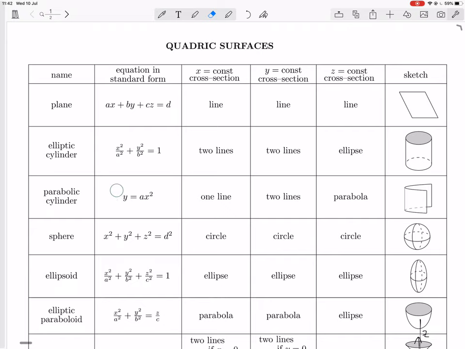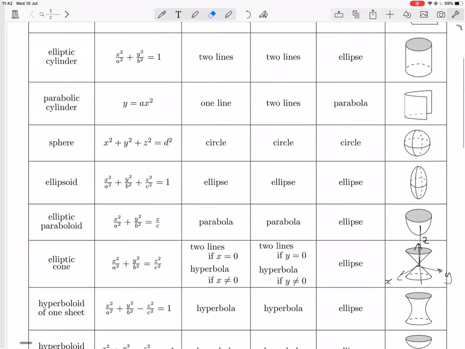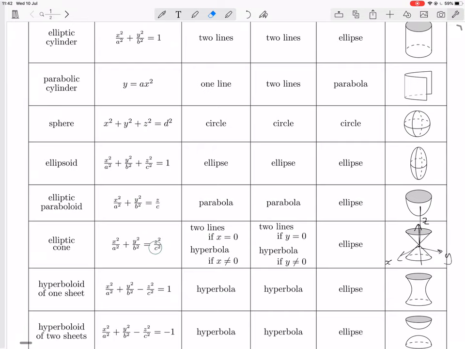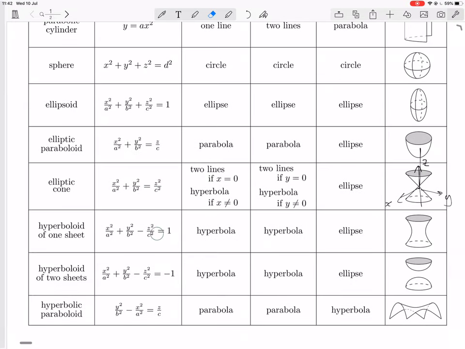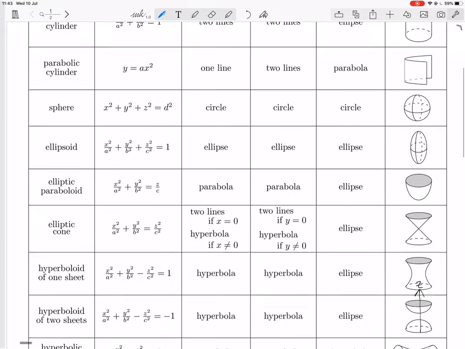No, that's a zero. If you took this over, you'd have a zero on the right. Maybe, yes, this one. So what we have is a hyperboloid of two sheets. This direction is usually, I think on this table, always the Z direction, but I can just check that by looking.